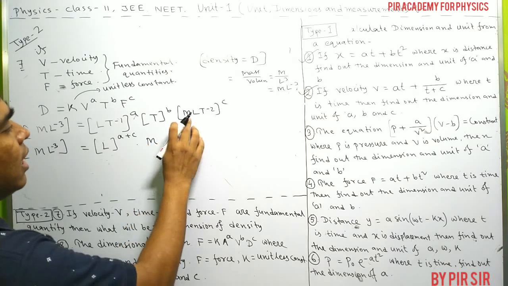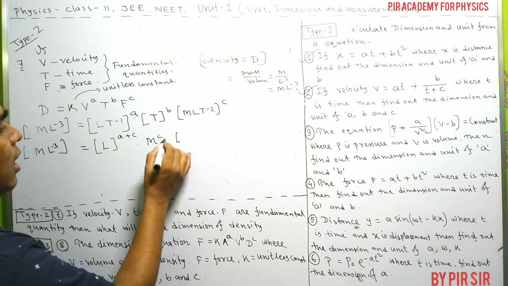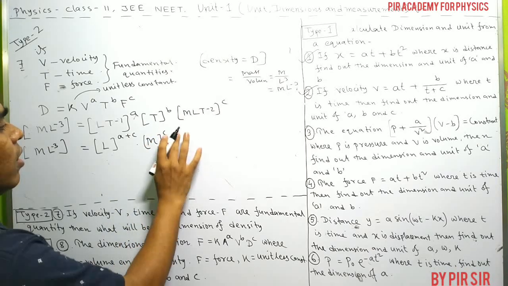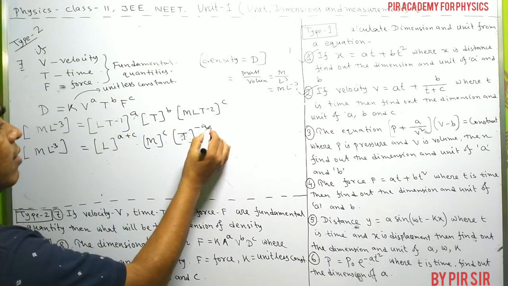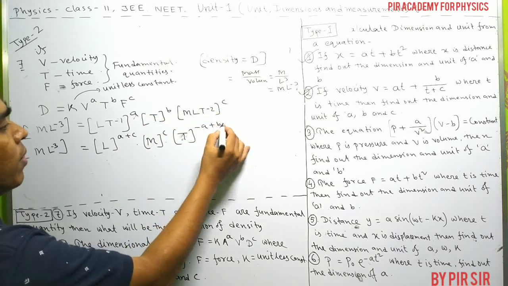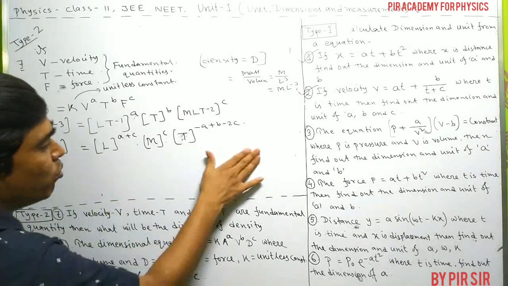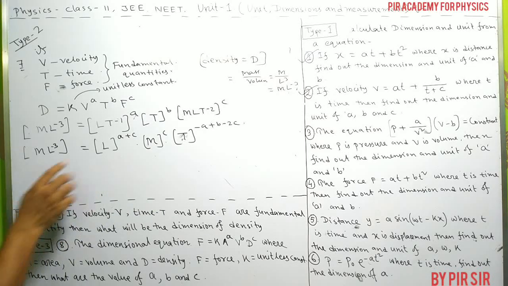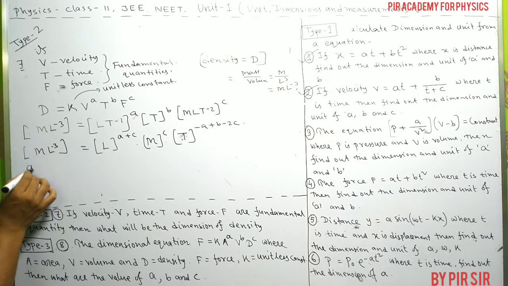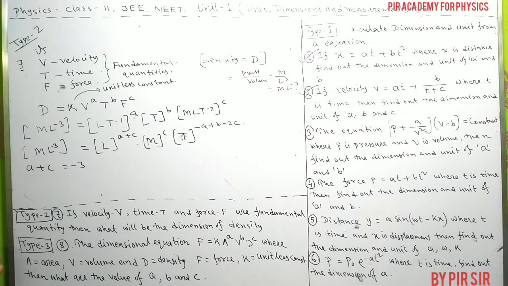And for M, here M to the power C, and for T, here is minus A, plus B, minus 2C. This is the equation, and you have to compare the powers of this side and this side. Here the power of L is A plus C, and A plus C must equal the power on this side, that means A plus C equals minus 3.